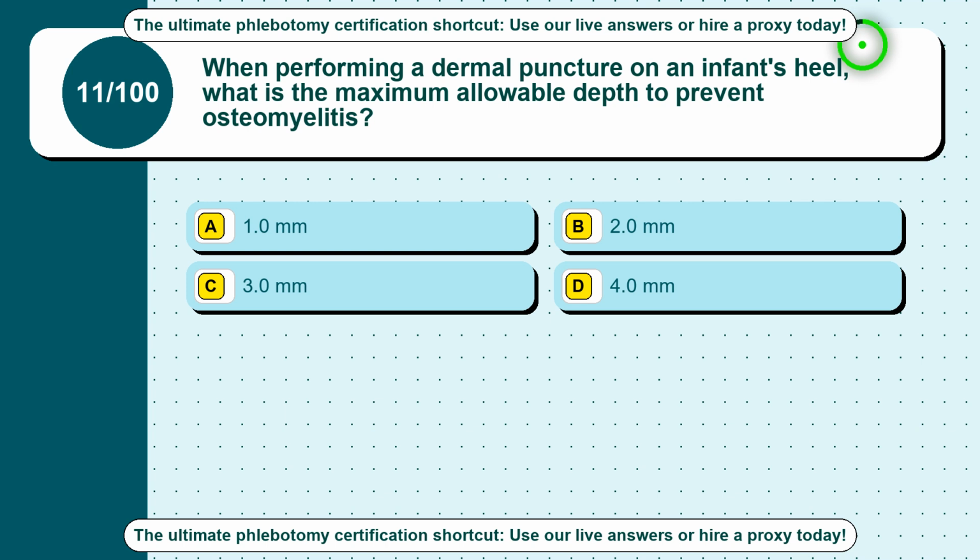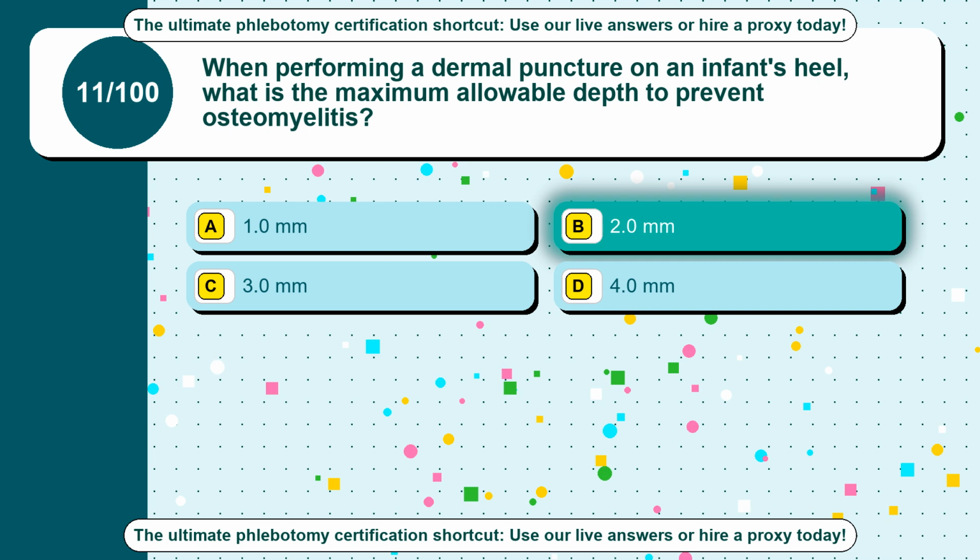Question 11. When performing a dermal puncture on an infant's heel, what is the maximum allowable depth to prevent osteomyelitis? Option A, 1.0 mm. Option B, 2.0 mm. Option C, 3.0 mm. Option D, 4.0 mm. The correct answer is option B, 2.0 mm.